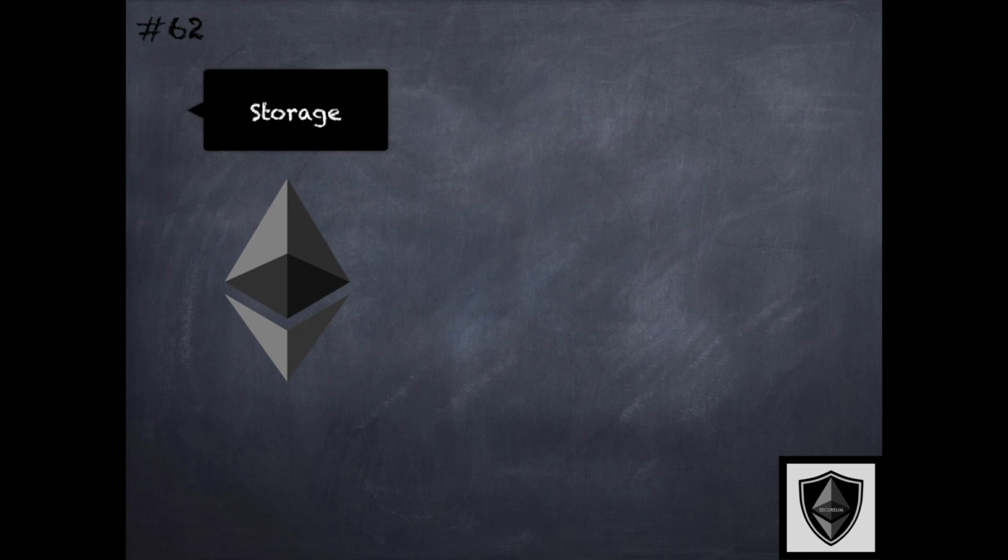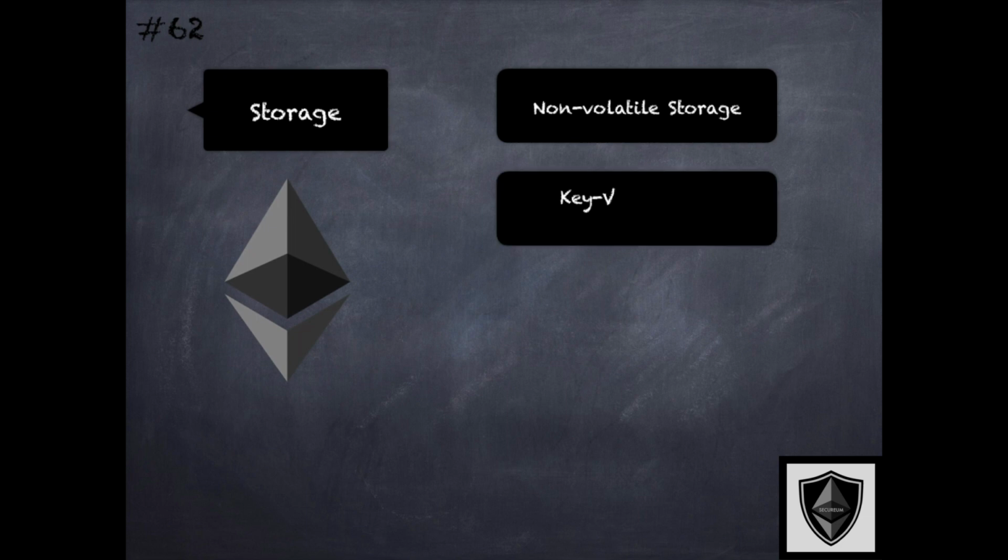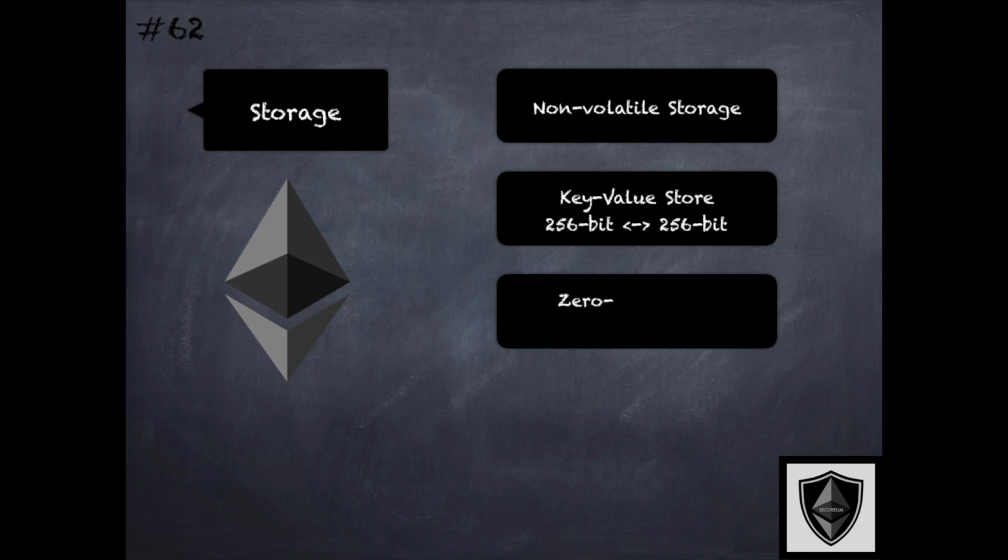The next component of the EVM architecture is storage. Unlike memory, storage in EVM is non-volatile. This means that data put in storage is persistent across transactions on the blockchain. And in EVM, storage is implemented as a key value store between 256-bit keys and 256-bit values. Storage is also zero initialized.